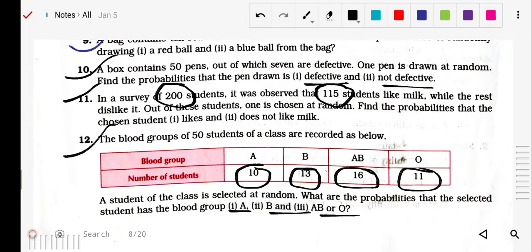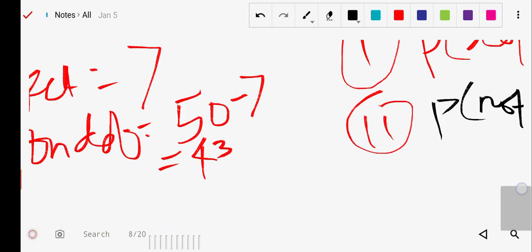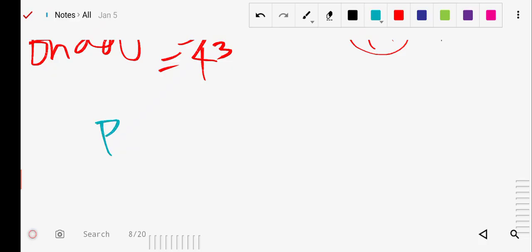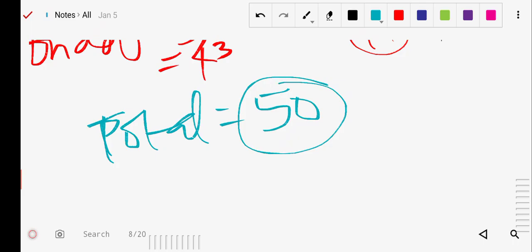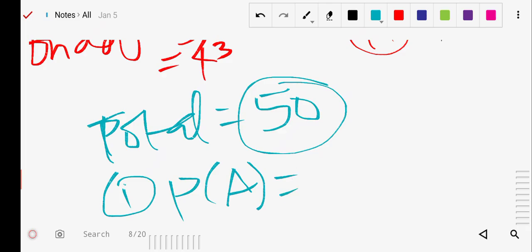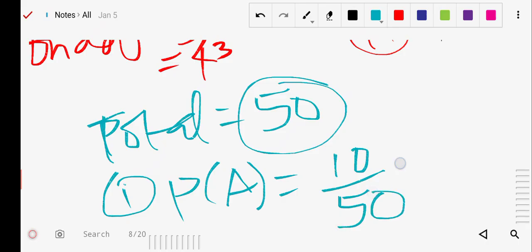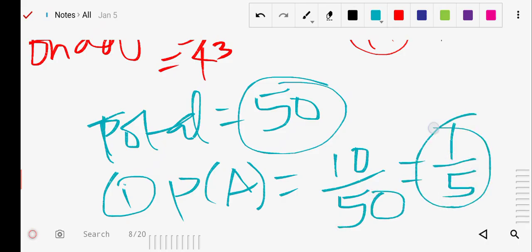So it's very easy. First of all, we have to know what is the total number of students. So total students how many? 10 plus 13 plus 16 plus 11. That will give you 50. This is the total number of students. Fine, so we can write here total students is your 50. Now we can find the first question, the probability of blood group A. In the table you can see there is written 10 for A, out of 50. So you can divide, you will get 1 by 5.